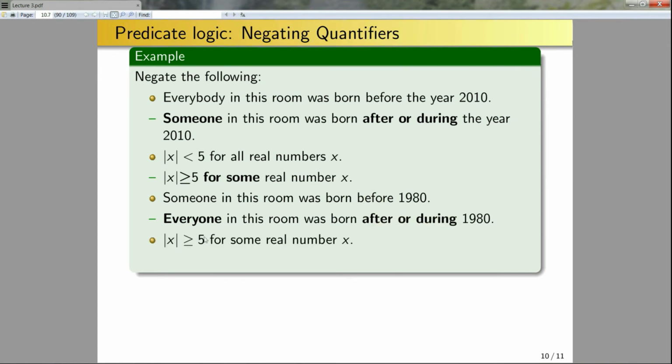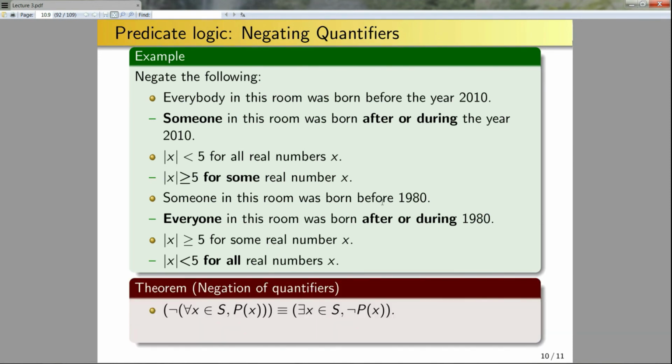Finally, x is greater than or equal to 5 for some real number x. What's the negation of this? So pause the video and try. Well, the negation of this is that x is less than 5 for all real numbers x. So here you notice that the there exists turns into a for all when I negate the statement, and for all statements turn into a there exists. Additionally, less thans turned into greater than or equal tos. Befores turned into after or durings, greater than or equal tos turned into less thans, and after or durings turned into befores. So can we formalize this idea for negating quantified statements?